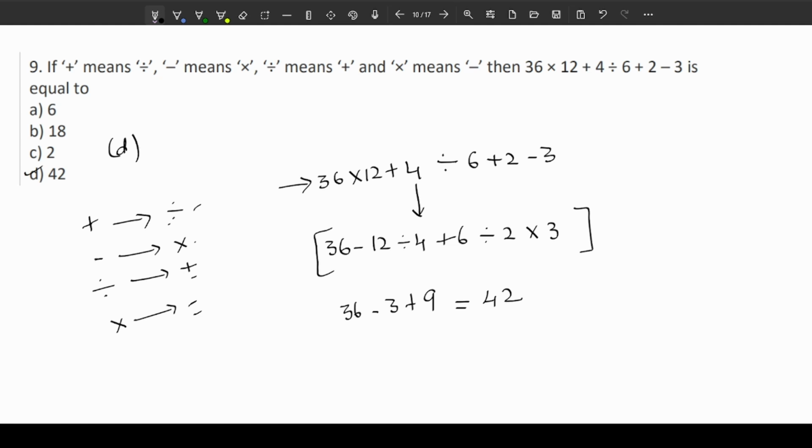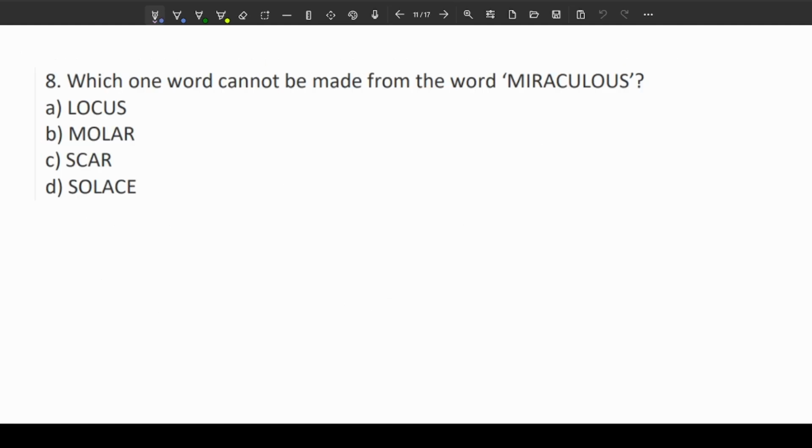Coming to the next question, which one word cannot be made from the word miraculous? Okay, locus, LOCUS, locus can be made. Molar, MOLAR, molar can also be made. Scar, SCAR, scar can be made. Solace, SOLACE. Now we don't have E in miraculous, right? Hence D is the answer.